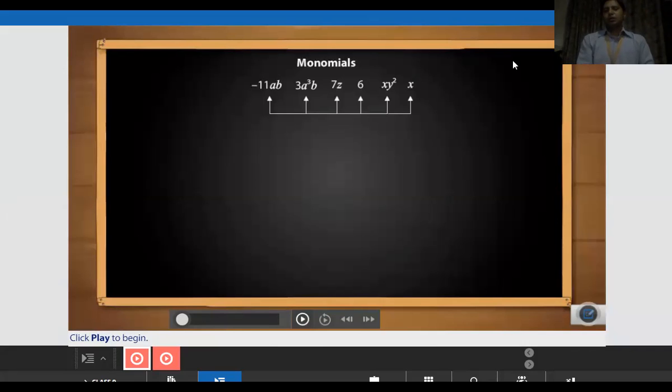We can categorize polynomials on the basis of two things: one, on the basis of terms, and second, on the basis of its degree. So today we'll talk about the classification of polynomials on the basis of their terms. Let's start with the TCE presentation, and we'll discuss it in between.